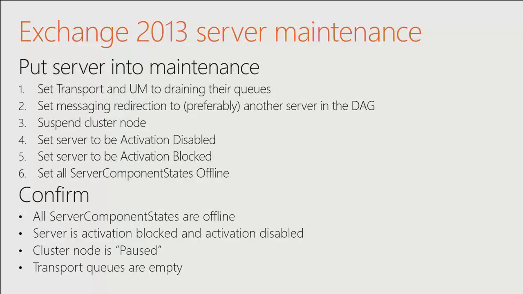Then you set messaging redirection after you drain the queues. Then you suspend the cluster node to prevent that node from becoming a primary active manager. Then you set activation disabled, which causes databases to fail over from that server immediately, if there are any at this point. Set activation blocked to prevent databases failing back to that server at any point.